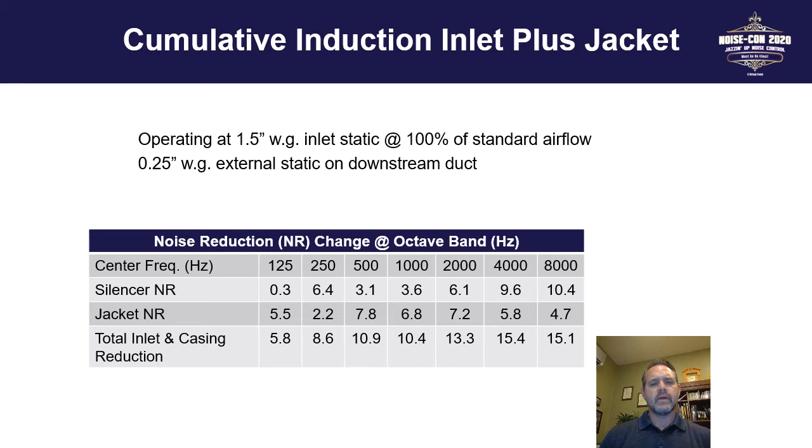The second application after the silencer was then to apply the jacket. That's the net increase. And then the final line then is the total inlet plus casing. So commonly from air terminal unit suppliers, you're going to see a row that says inlet plus casing. This would be a good representation on this last row of what that total inlet plus casing reduction would be if you applied both a silencer and a jacket to the equipment.